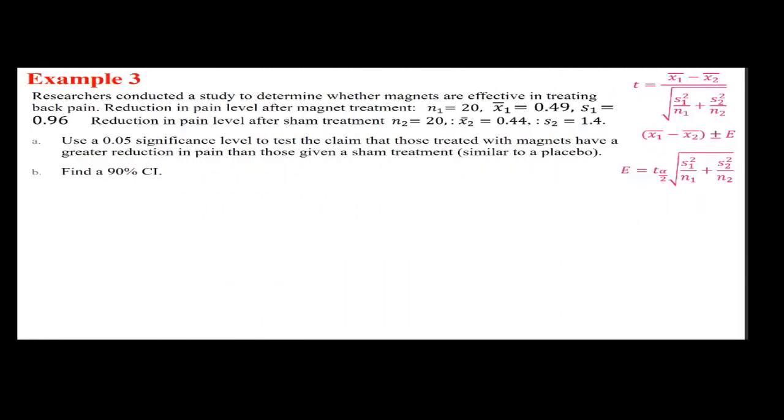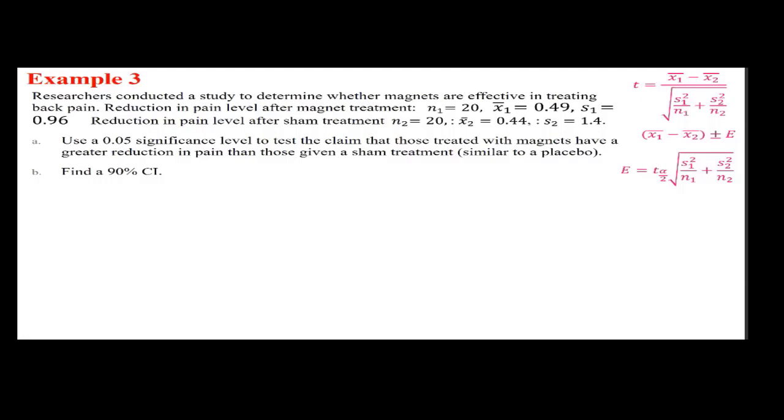Researchers conducted a study to determine whether magnets are effective in treating back pain. Reduction in pain level after magnet treatment: N1 equals 20, X bar 1 equals 0.49, S1 equals 0.96. Reduction in pain level after sham treatment: N2 equals 20, X bar 2 equals 0.44, S2 equals 1.4.